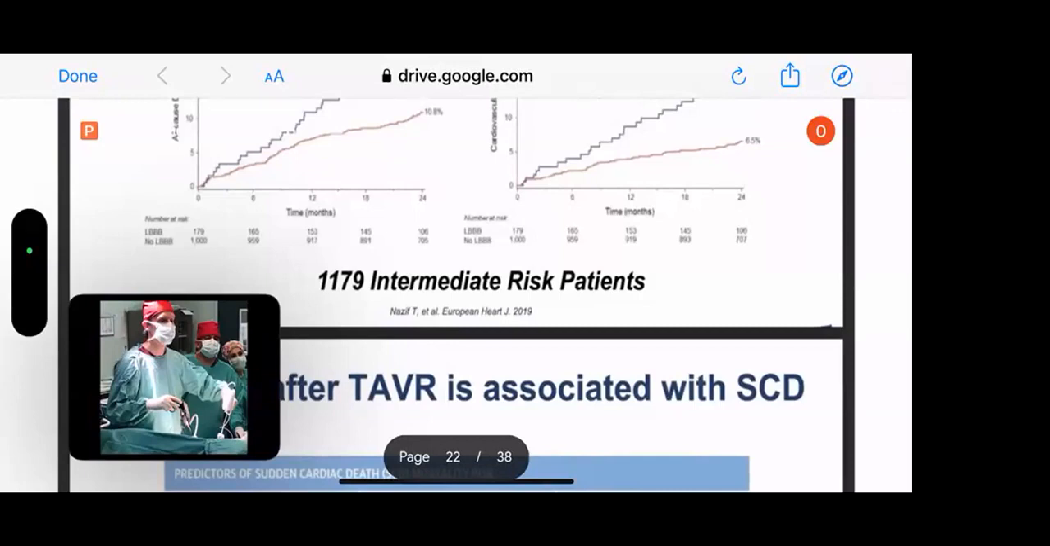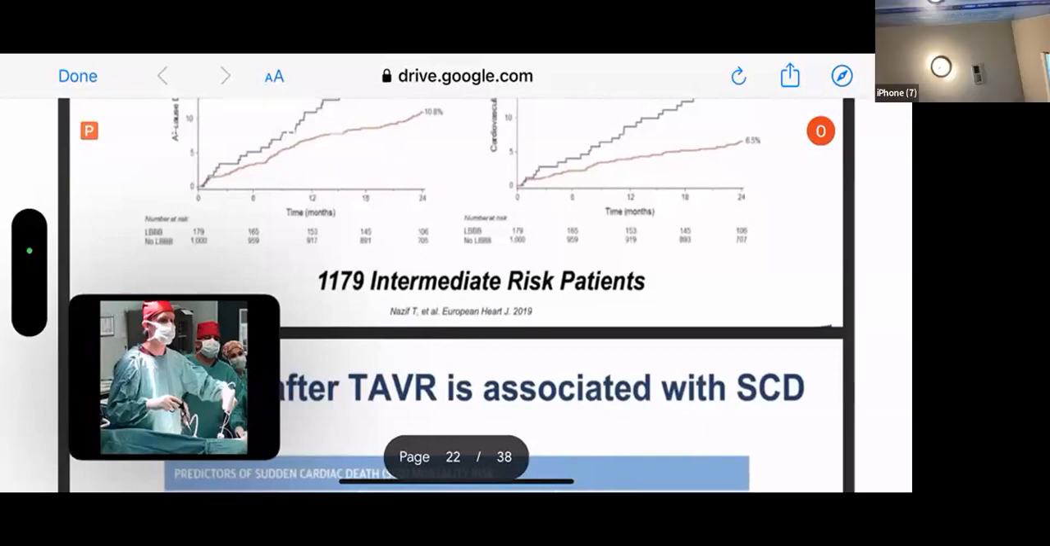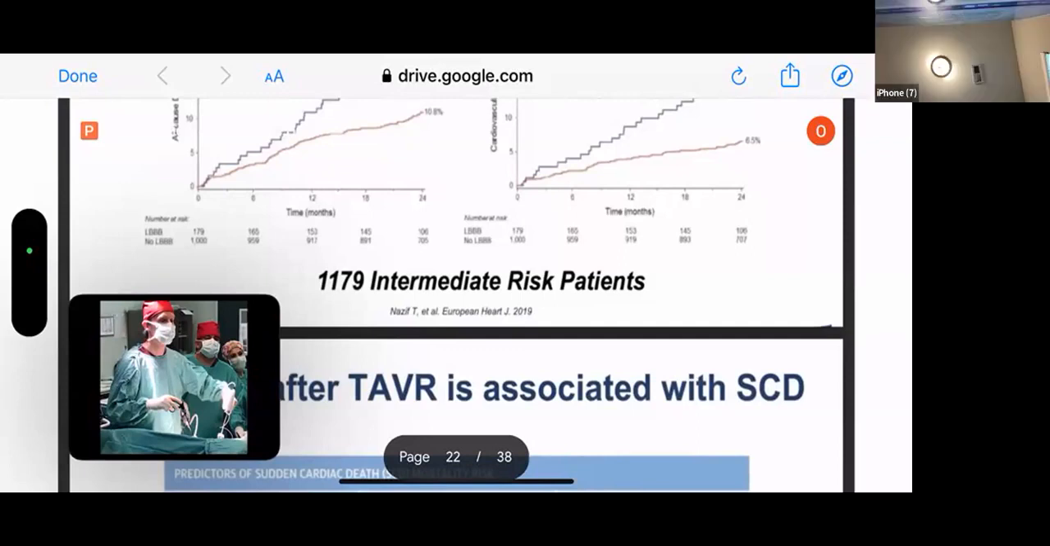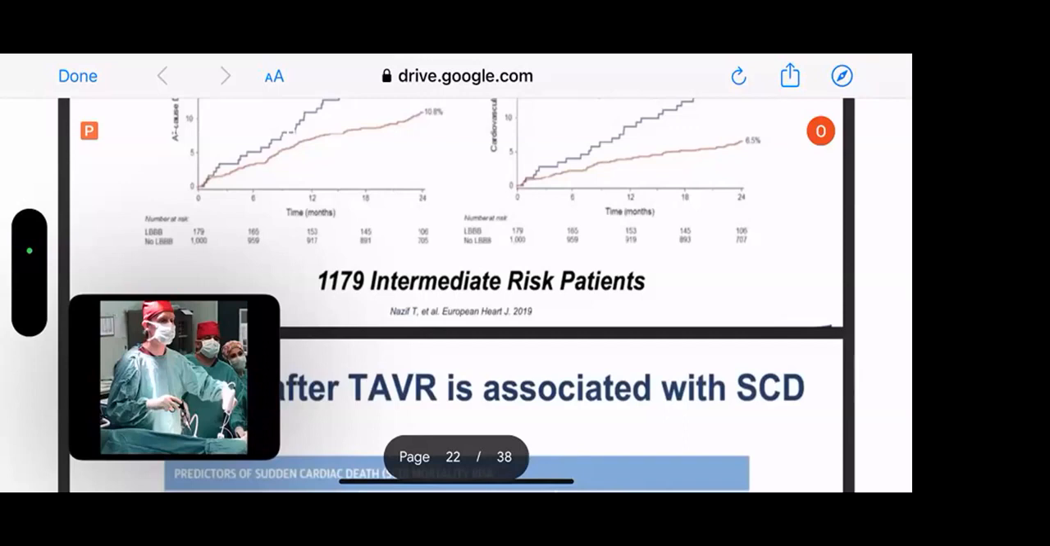Transcatheter aortic valve implantation, or replacement. One is implantation, one is replacement. But they're the same, it's just semantics. Some people, usually in Europe, use implantation. Here in America, we use replacement.